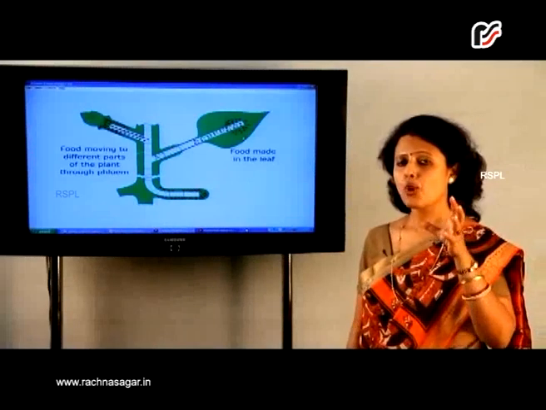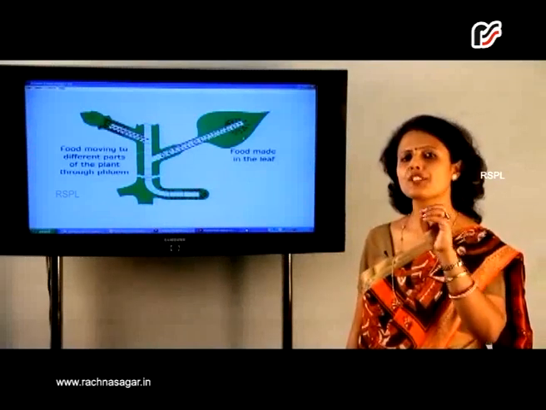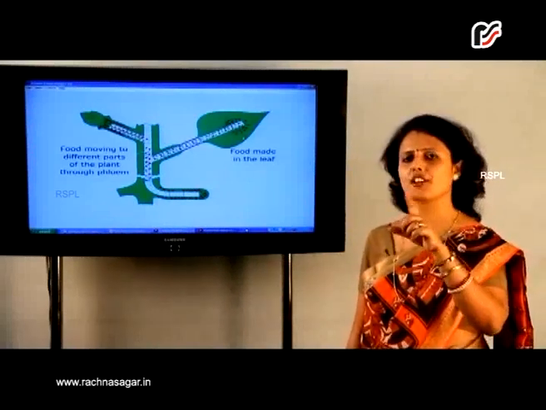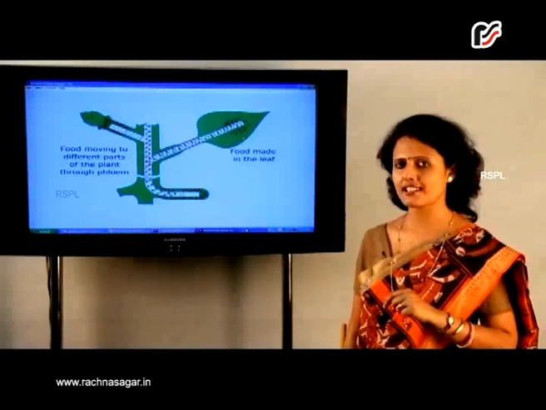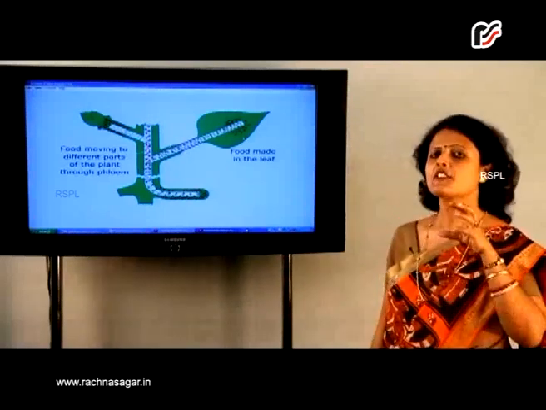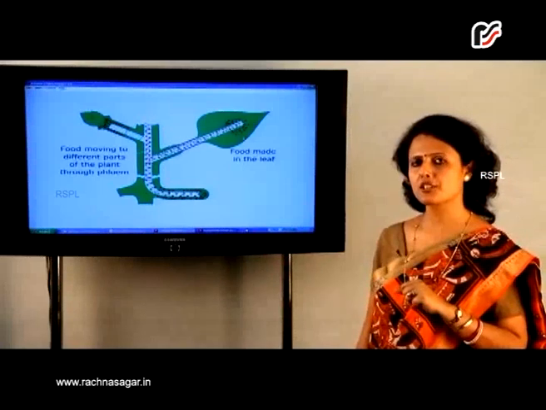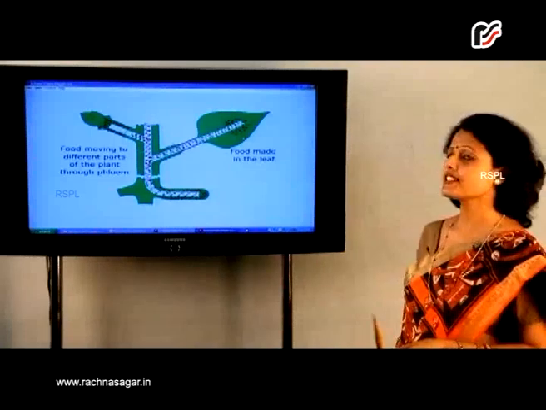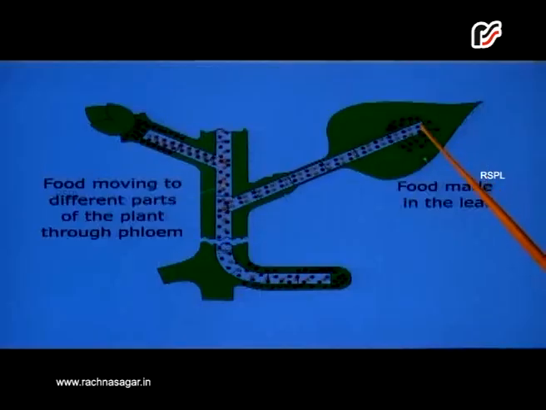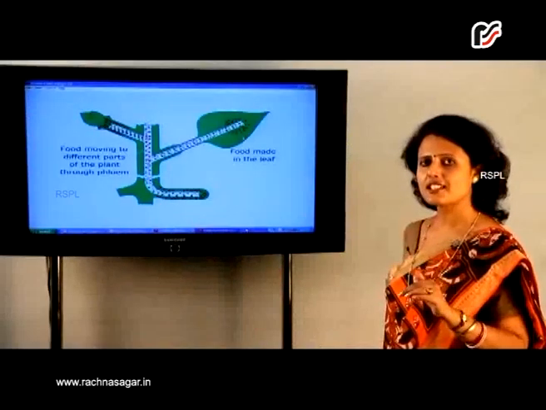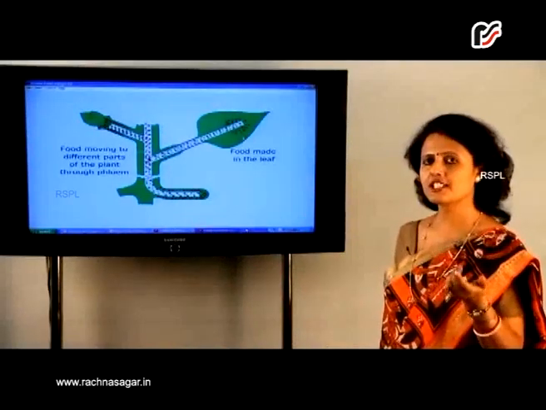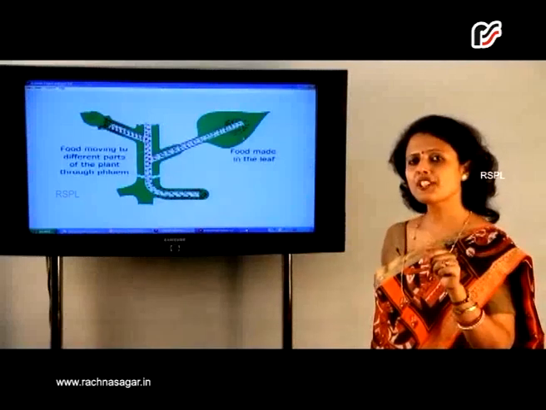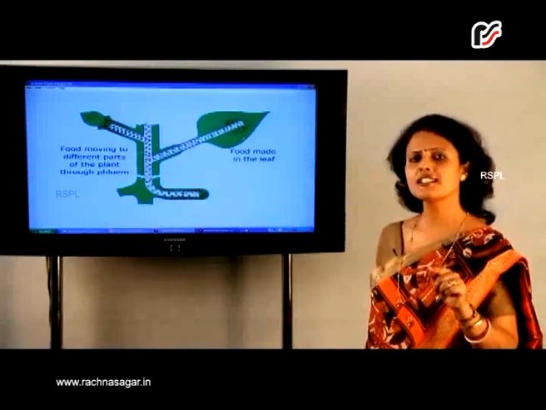As a result, water starts moving into the phloem tissue because a concentration gradient has been set up due to osmosis. When water moves into the phloem tissue, there is a build-up of pressure within it. As a result, food starts gushing down to those areas within the plant where the pressure is low. Or in other words, we can say food starts moving from the source to the sink.